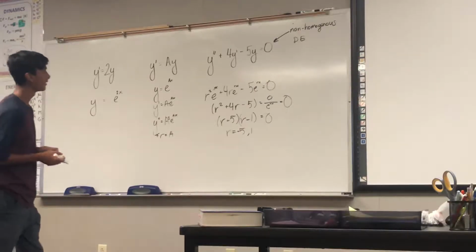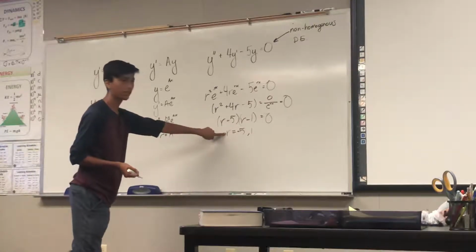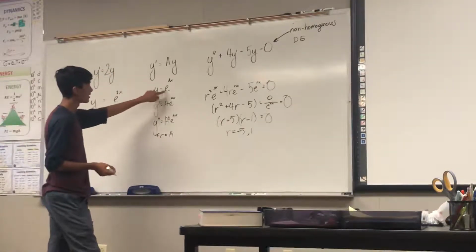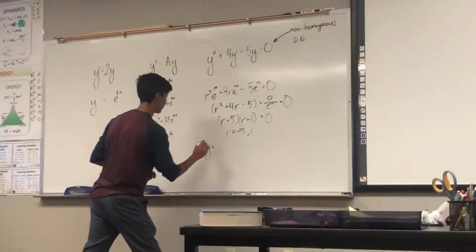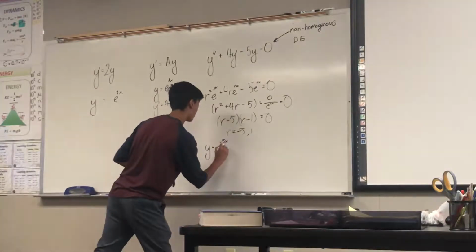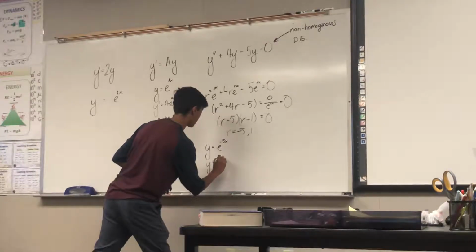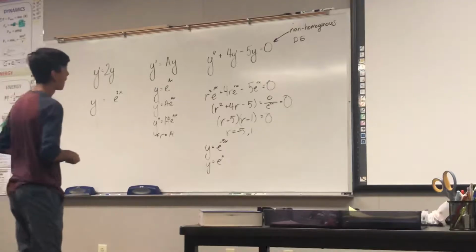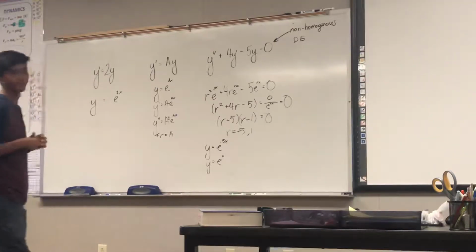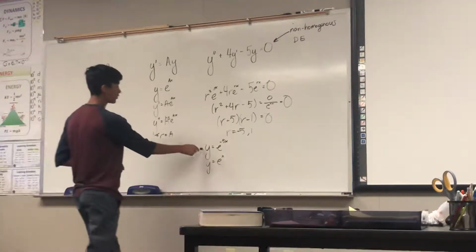Do you know what that means? R is just some constants, but in the context of y equals e to the rx, you can say that y is equal to e to the -5x, and y is also equal to e to the x. And those are solutions to this specific homogeneous differential equation. And these are both solutions, right?